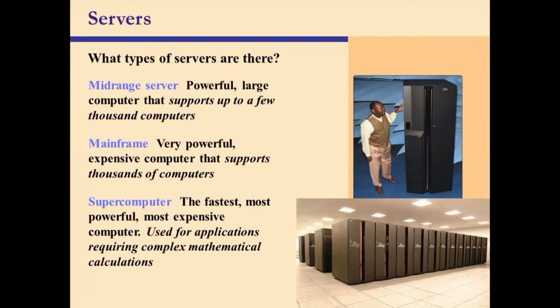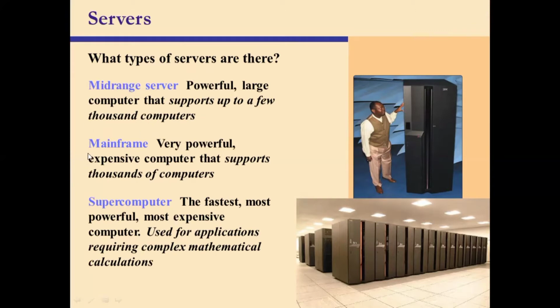The main three types are mid-range, mainframe, and supercomputer. Mid-range servers are powerful large computers that support up to a few thousand computers. Basically, these types are categorized on the basis of how much capacity they have to handle the computers on a network, how much capacity they have to handle resources. So mid-range servers are powerful large computers that support up to 1,000 computers.